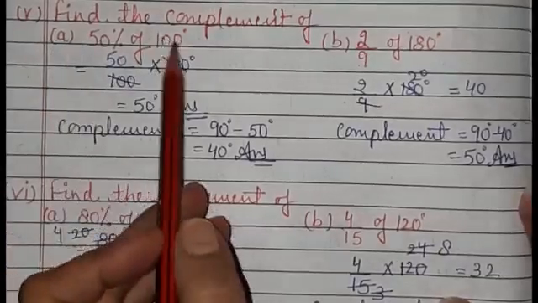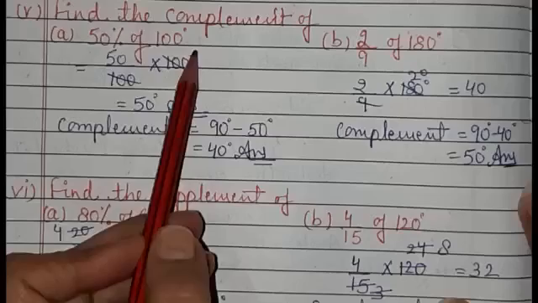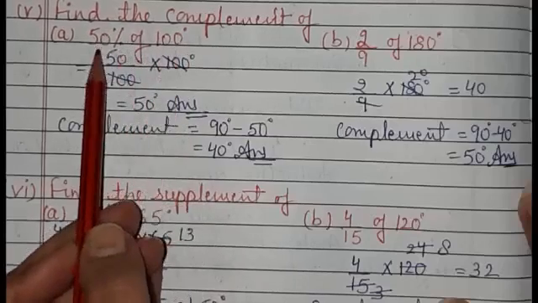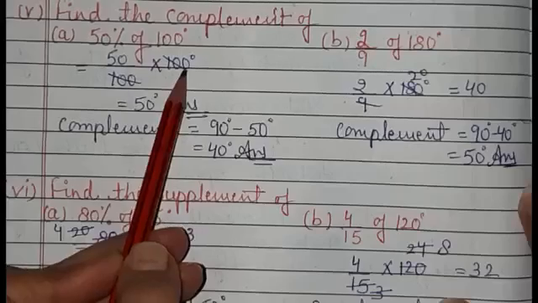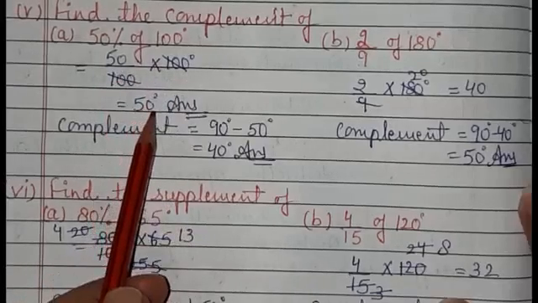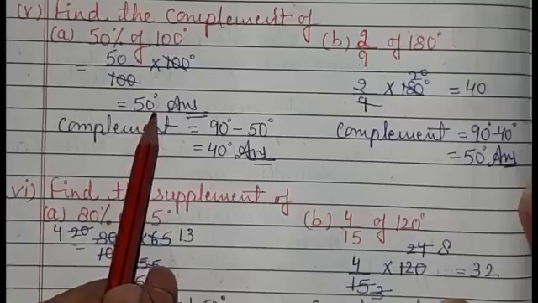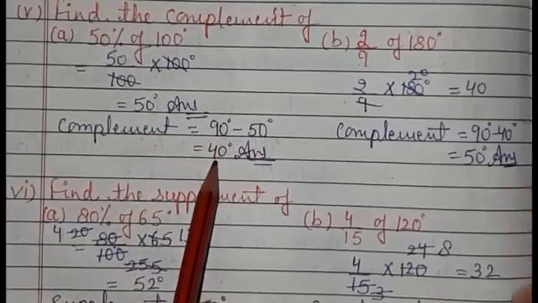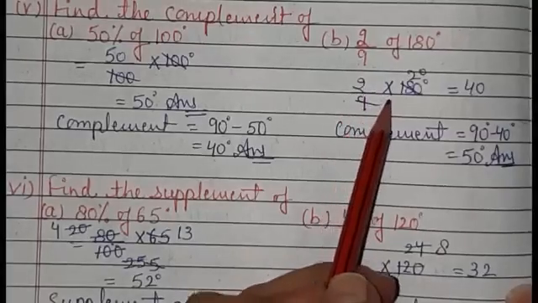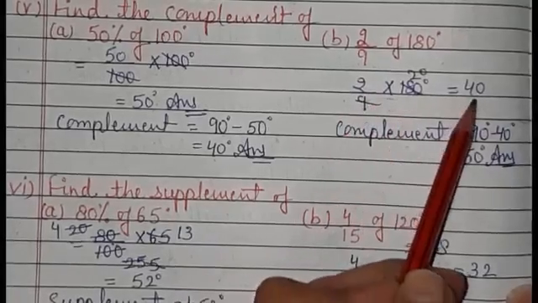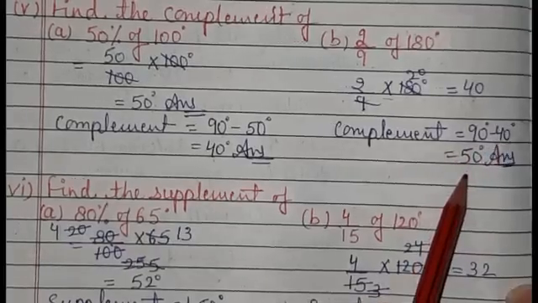Now, fifth part, find the complement of. A part is 50% of 100. So first we have to calculate 50% of 100. 50%, remove the percent sign, then we will write 50 upon 100. Of means multiply into 100. Simplify, it will come to 50 degrees. Now we have to calculate the complement of 50 degrees. So it will be 90 minus 50, 40 degrees. Similarly, B part, 2 by 9 of 180 degrees. Now calculate 2 by 9 of 180 degrees. When we calculate, 40 degrees will come. And the complement of 40 degrees will be 90 minus 40, 50 degrees.